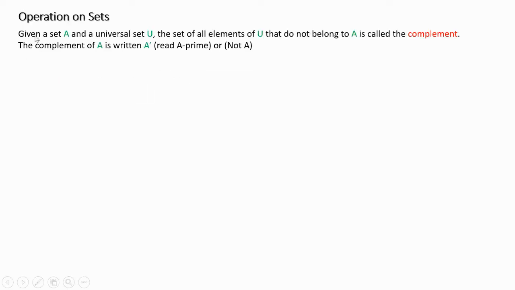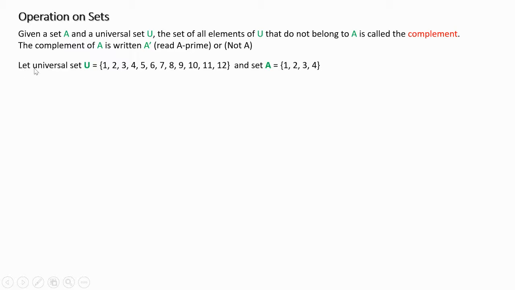Okay, now this is given a set A and a universal set U. The set of elements of U that do not belong to A is called the complement. The complement of A is written this way. Read it as A prime, or I like to say not A. It all means the same thing.